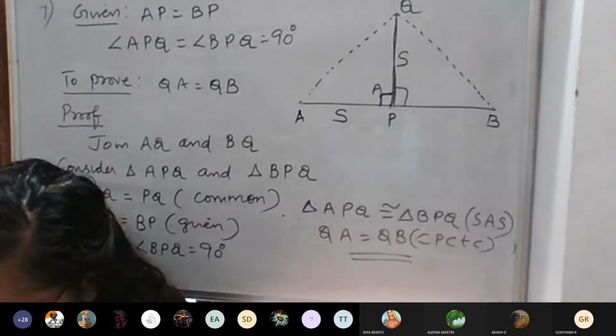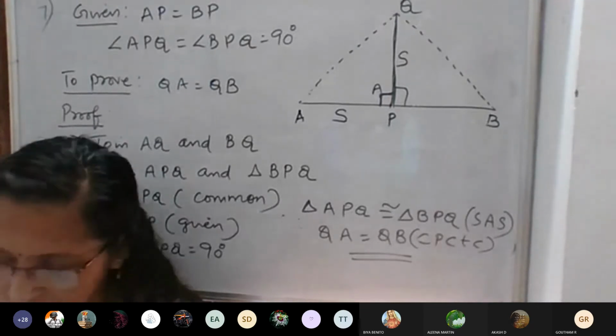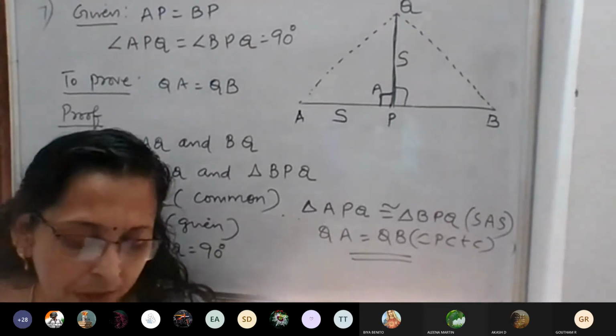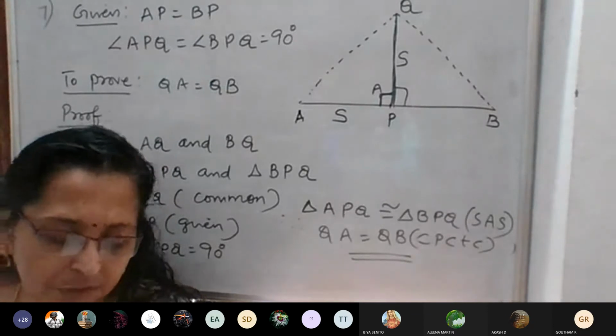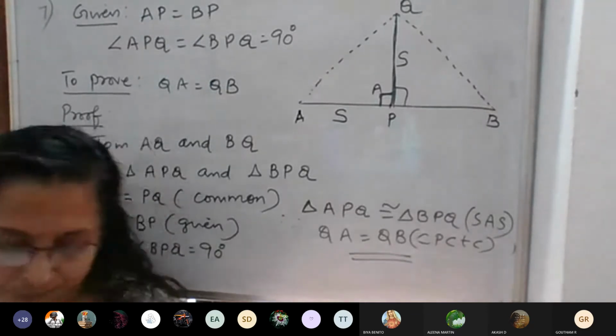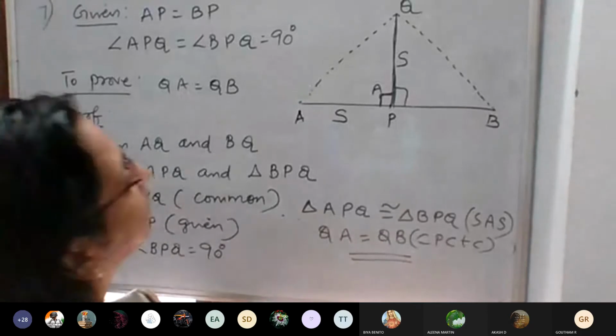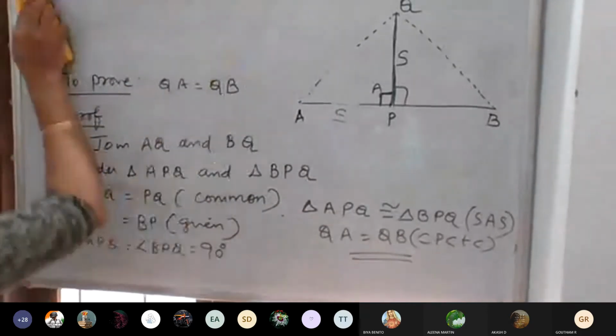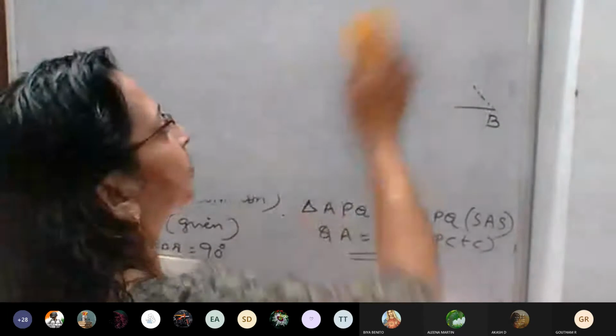Question 8: If AP bisects angle BAC and M is any point on AP, prove that the perpendiculars drawn from M to AB and AC are equal. Can you draw a figure on your own without looking? Read the sentence. If AP bisects angle BAC.